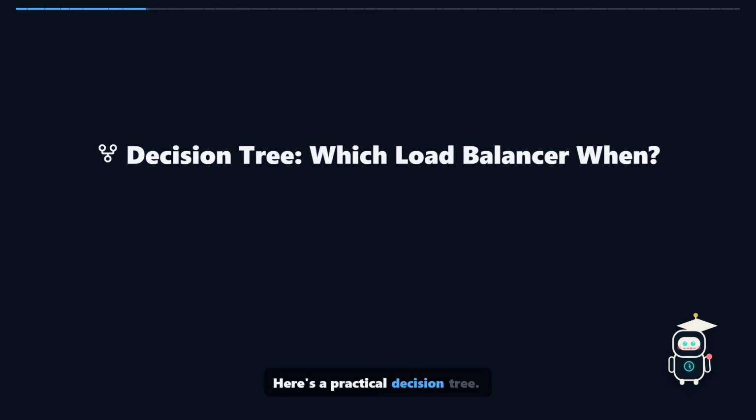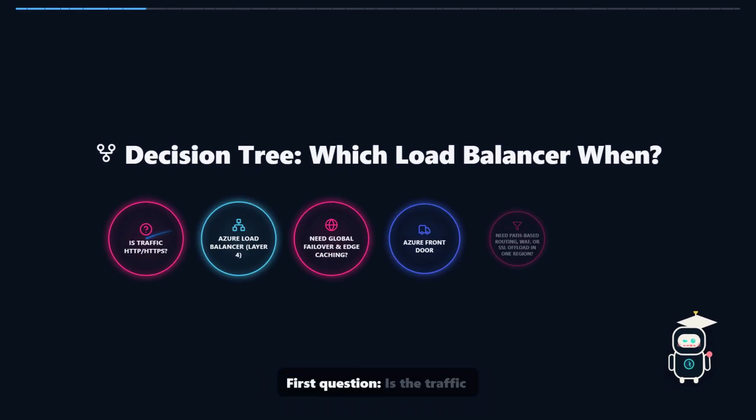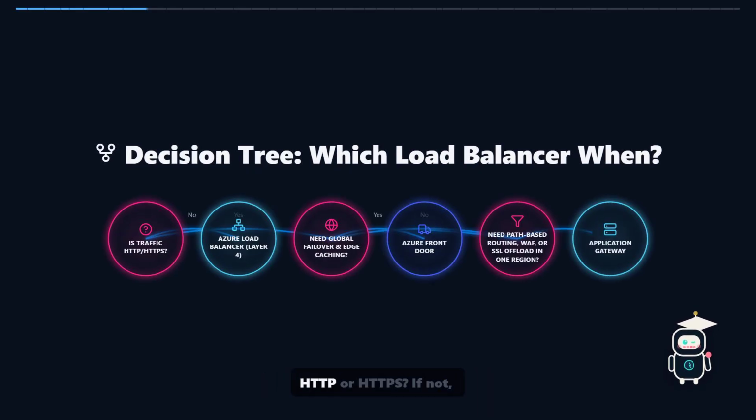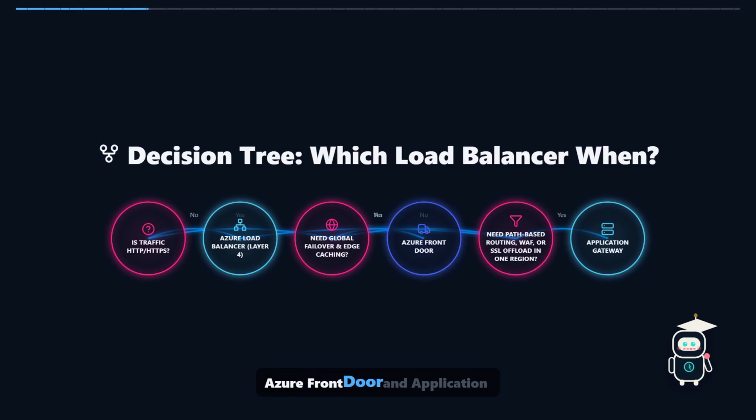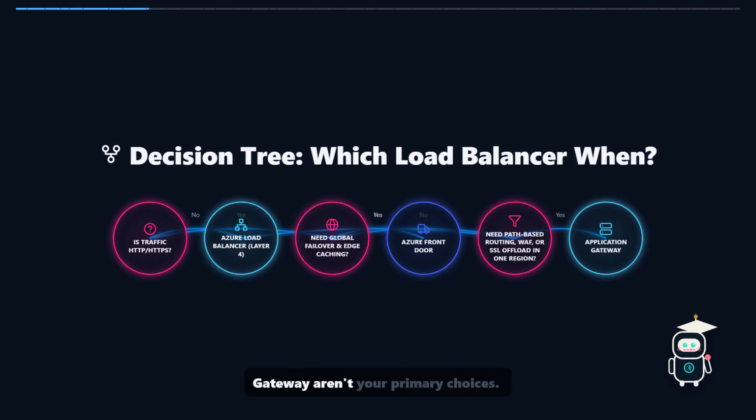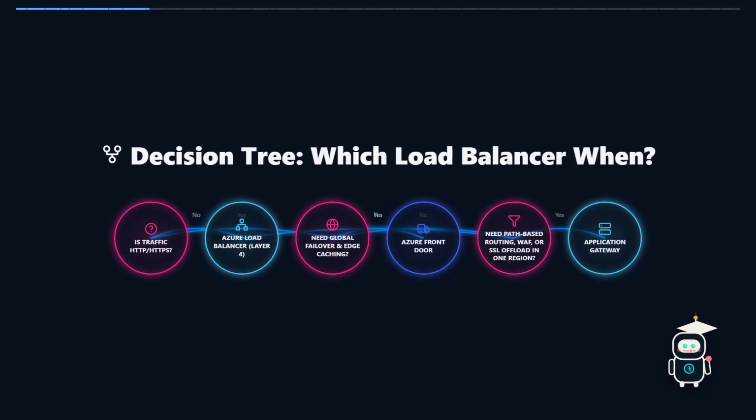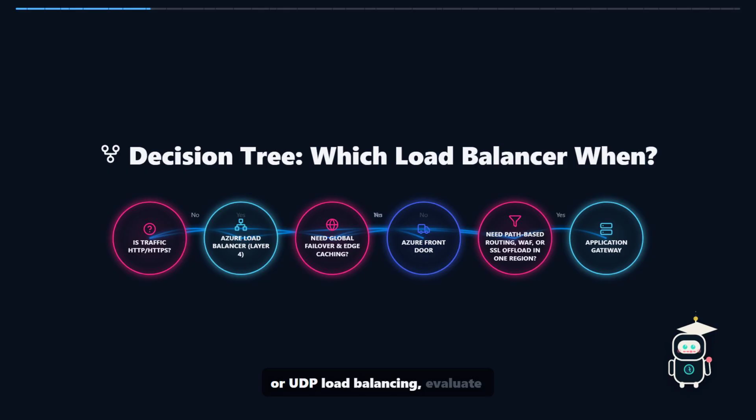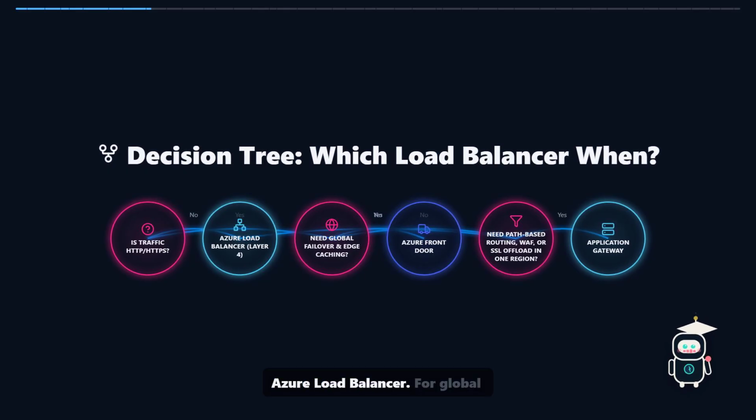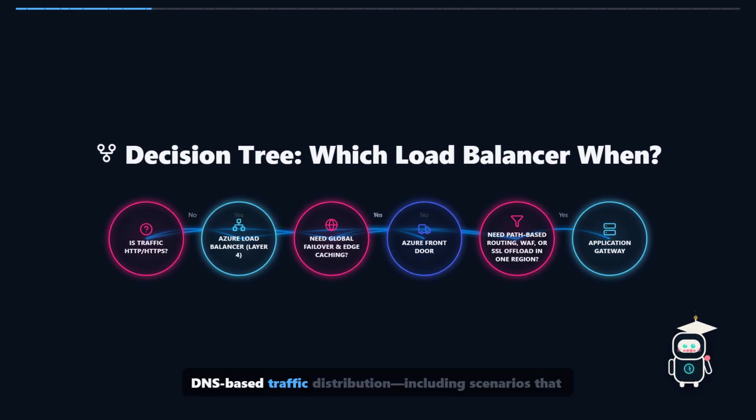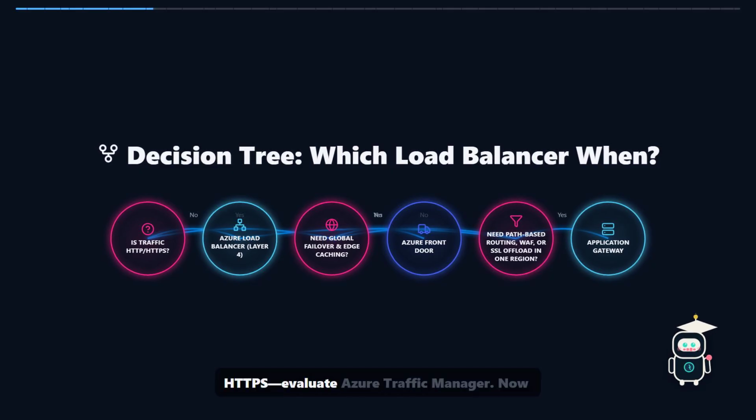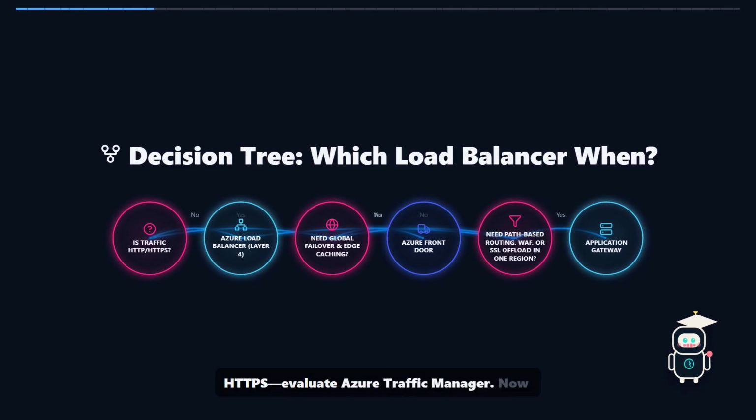Here's a practical decision tree. First question: is the traffic HTTP or HTTPS? If not, Azure Front Door and Application Gateway aren't your primary choices. For regional Layer 4 TCP or UDP load balancing, evaluate Azure Load Balancer. For global DNS-based traffic distribution, including scenarios that aren't limited to HTTP and HTTPS, evaluate Azure Traffic Manager.